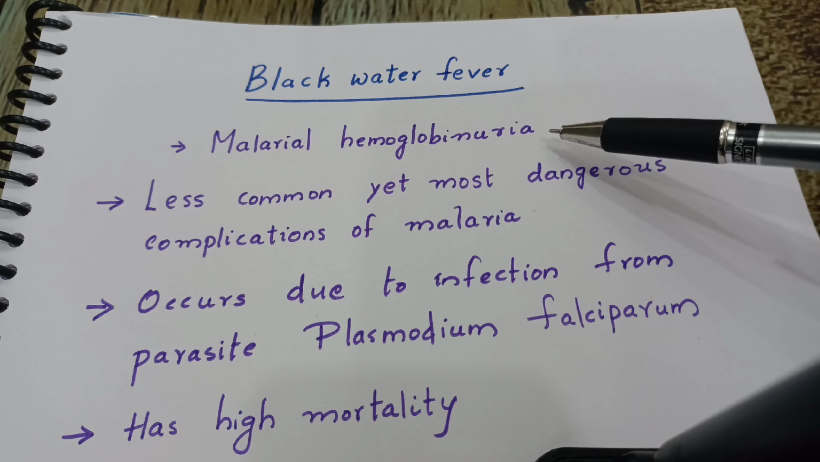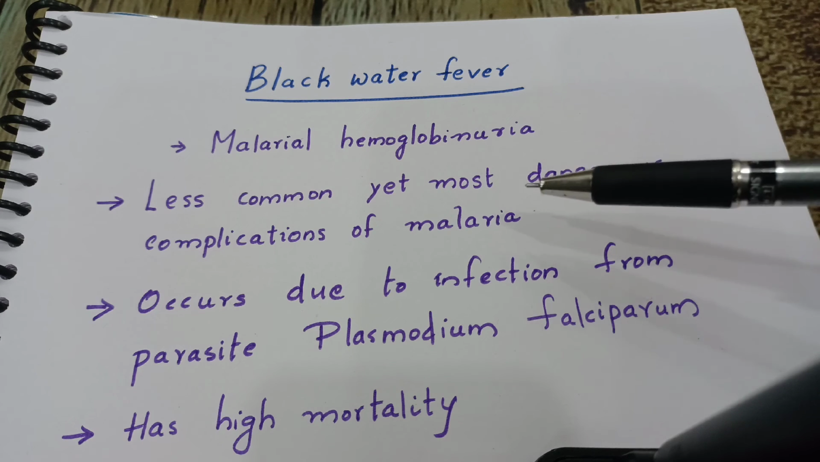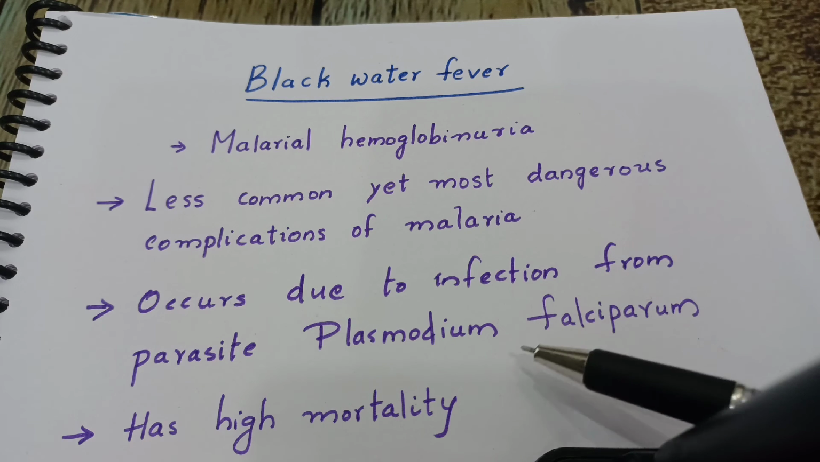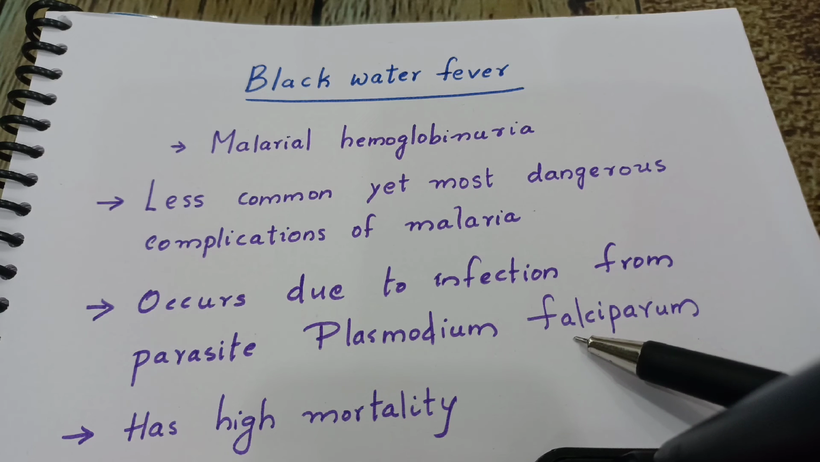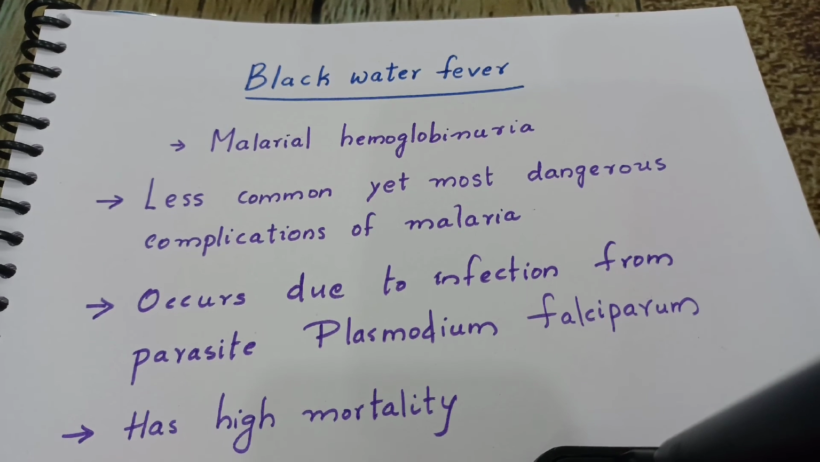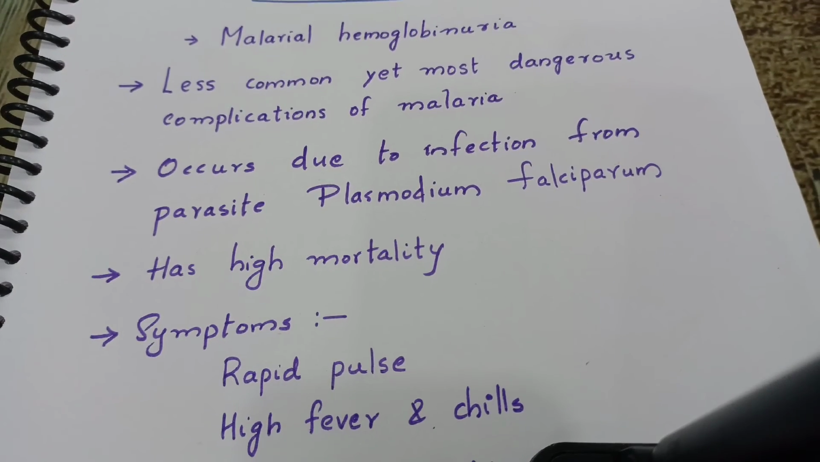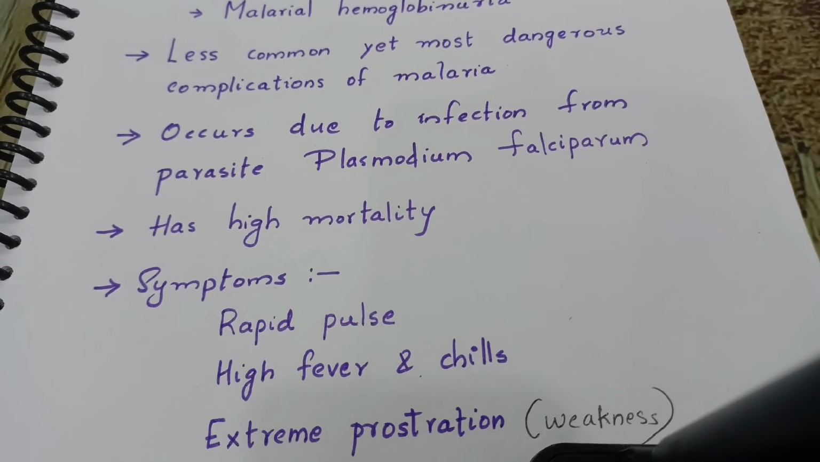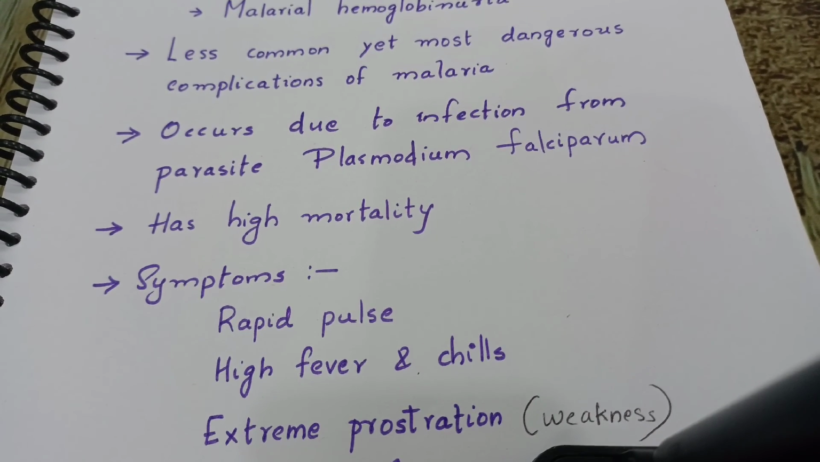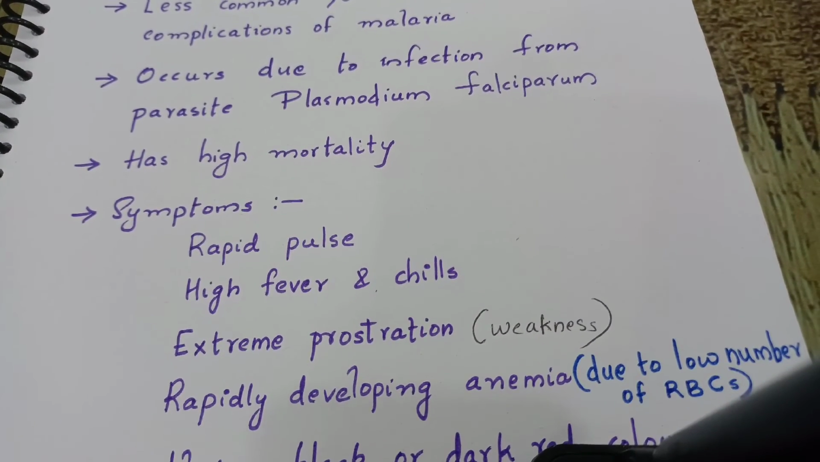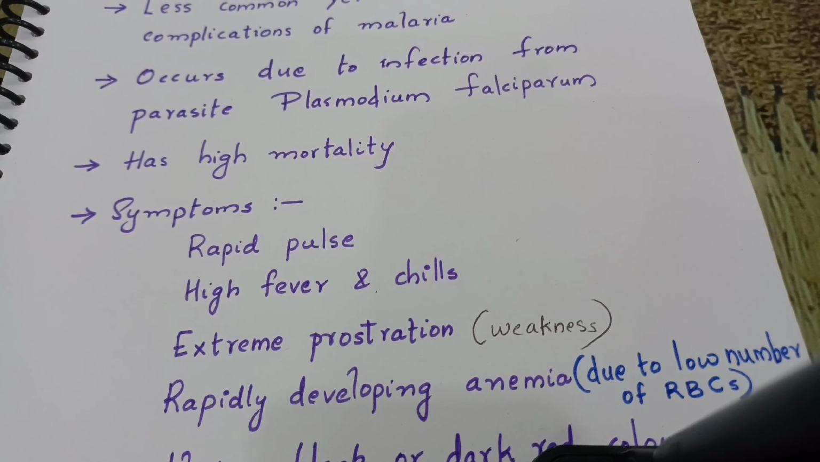It is also known as malarial hemoglobinuria, a less common yet most dangerous complication of malaria. It occurs due to infection from the parasite Plasmodium falciparum. It is associated with high mortality, that means higher number of deaths. Symptoms of black water fever include rapid pulse, high fever and chills, extreme prostration or weakness, psychological or physical weakness, rapidly developing anemia due to low number of RBCs.